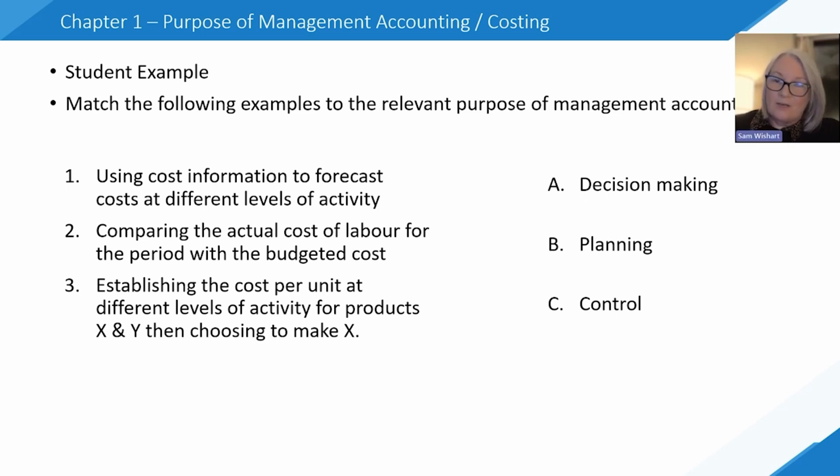Excellent. I can see some great answers coming in there. What about comparing the actual cost of labour for the period with the budgeted cost? Do you think that's an example of decision making, planning, or control? Then establishing the cost per unit at different levels of activity for products X and Y, and then choosing to make X. What's that an example of, do you think? Yeah, absolutely. I think we've got some great answers coming in there.